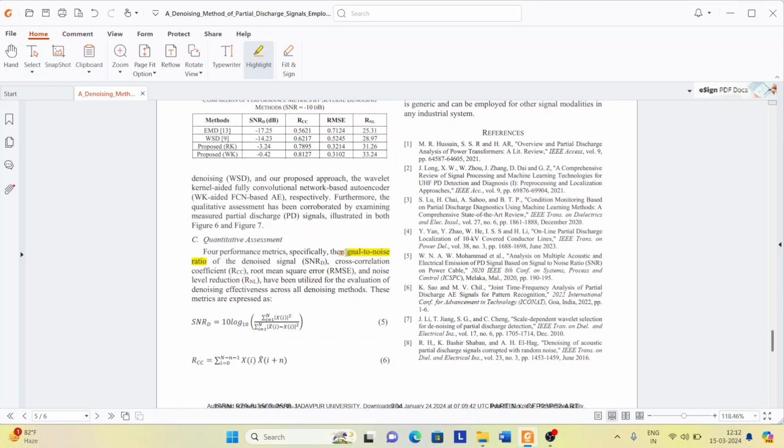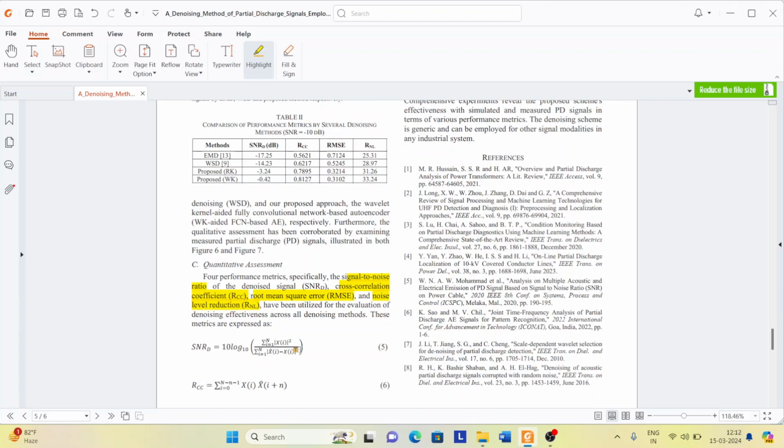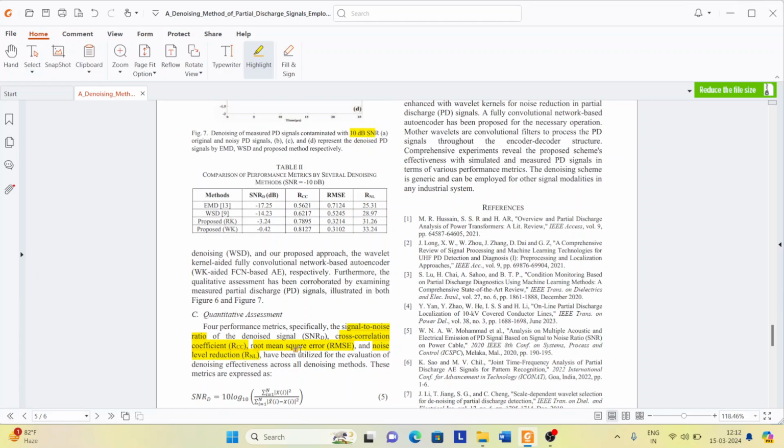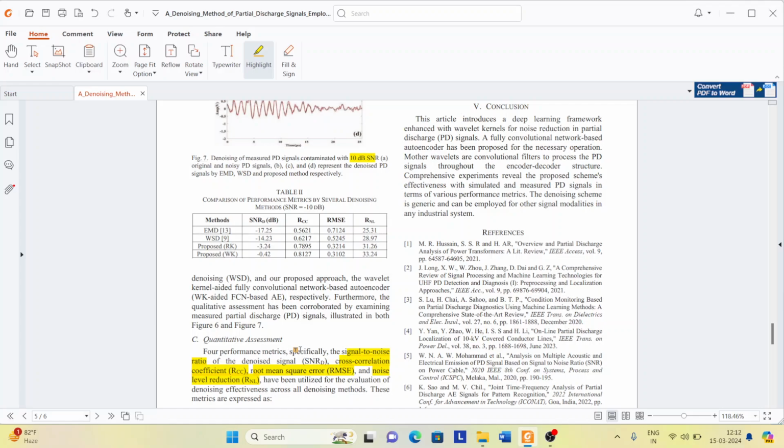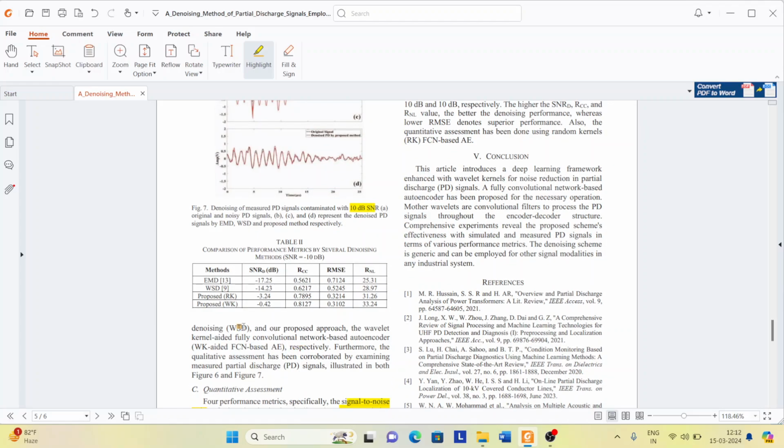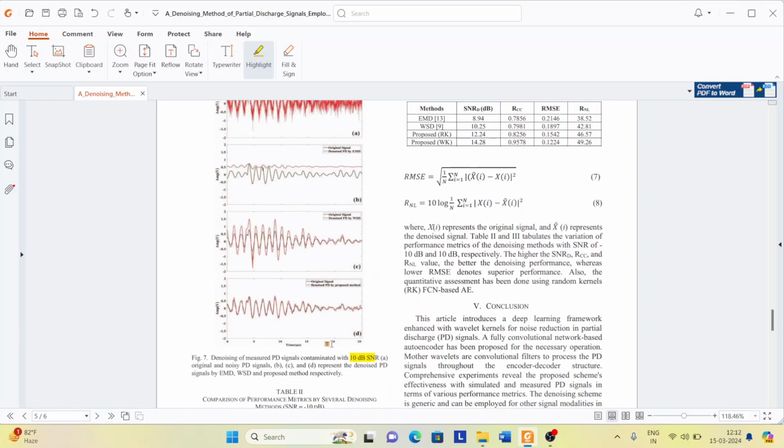Next one is the RCC, that is the cross correlation. When the cross correlation is near to 1, it means that it has denoised very nicely. RMSE is the root mean square error. Next one is the reduction to the noise level. So these four metrics have been used to check how much the signal has been denoised compared to the other methods. So lastly, we have checked here that our method has denoised properly compared to the other methods.